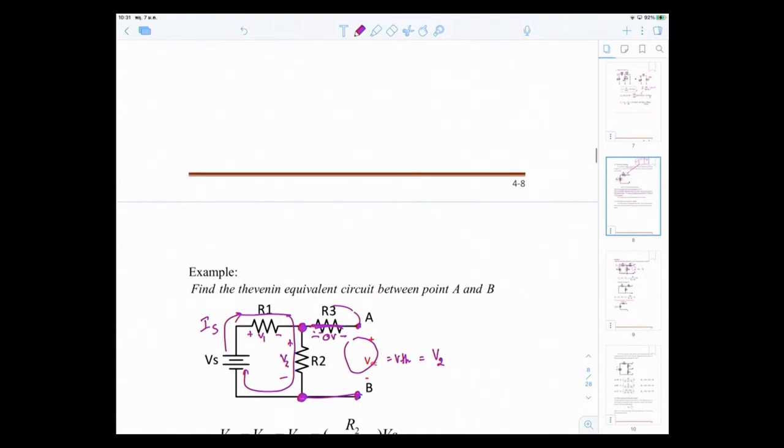Well, V2 is in a loop. If you write down KVL, you have Vs equal to V1 plus V2, for this current Is, for this loop. You can see that V2 is part of Vs, and V1 is also part of Vs. So V2 is divided from Vs, so we can use voltage dividers.